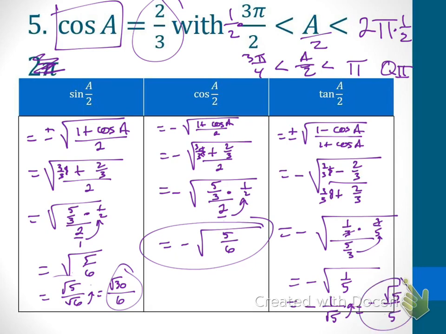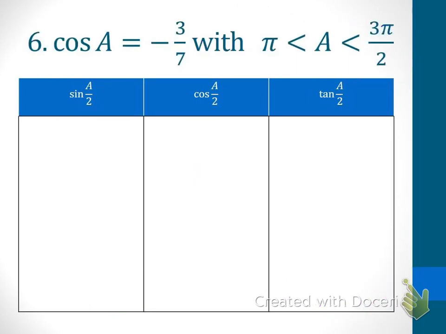So you get negative radical 5 over 5. Okay? And all this is just coming straight from the formula. All right? Next one.